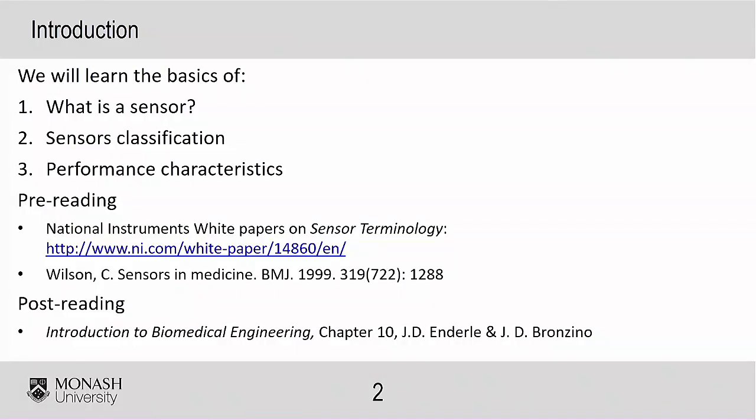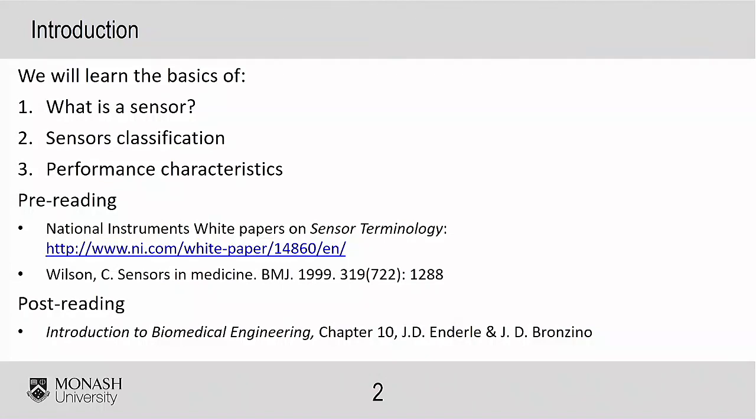Today we will learn the basics of, firstly, what is a sensor. We'll talk about some classifications of different sensors that we have. We'll look at a lot of performance characteristics. That's going to use up the majority of the lecture today. And then we'll also do some examples related to those performance characteristics at the end.